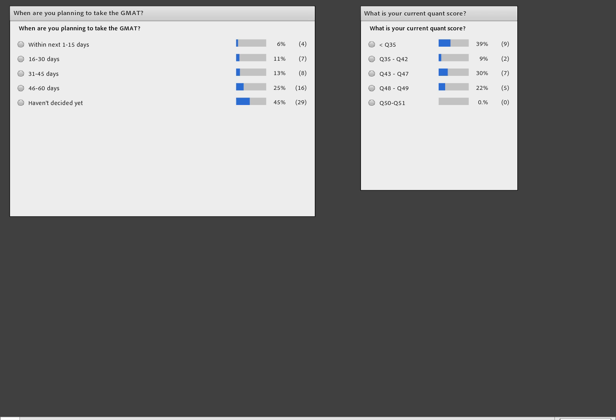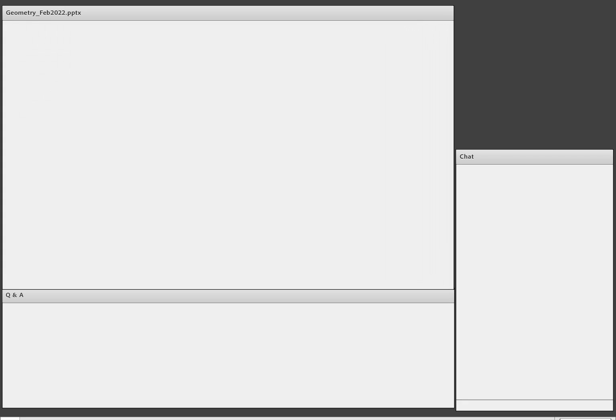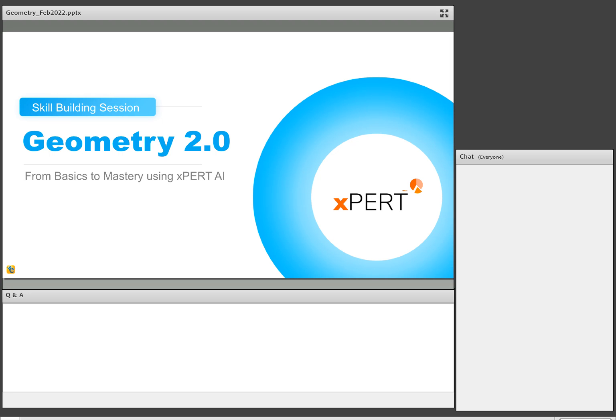Now let's get into the core presentation pane. And let me just move this. So as this fills in, you should see the presentation load. I'm not sure it's visible yet. If the presentation is visible to you, if you can see Skill Building Session Geometry 2.0, you can use the chat pod to let me know that you can see it.